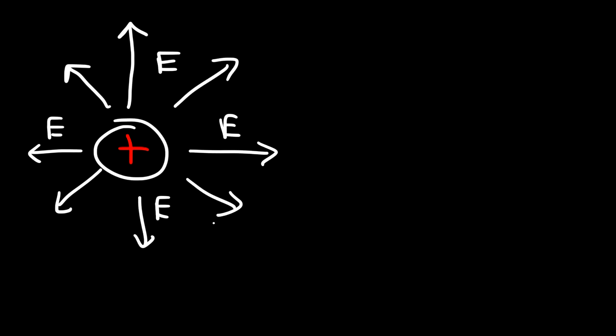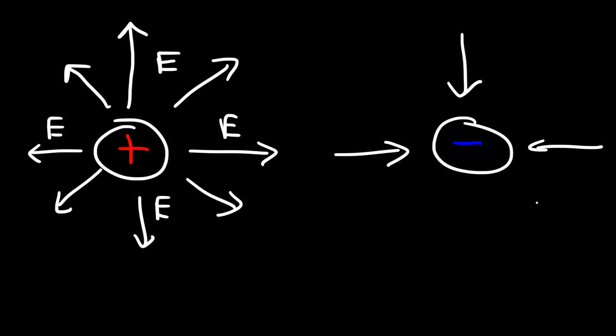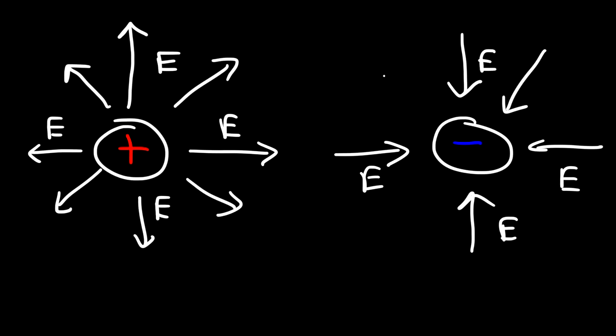Now, the electric field created by a negative charge always points towards the negative charge. Now, why is this important to know? Sometimes you might be given a situation where you have multiple charges. Let's start with a simple situation. Let's say we have a positive charge and a negative charge.